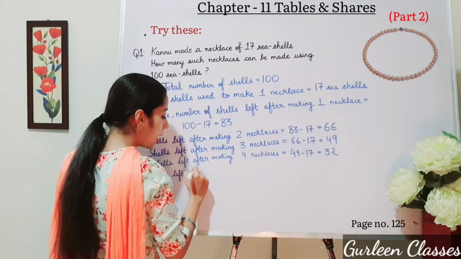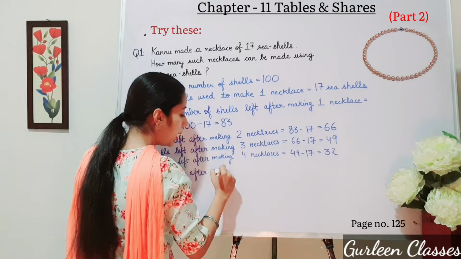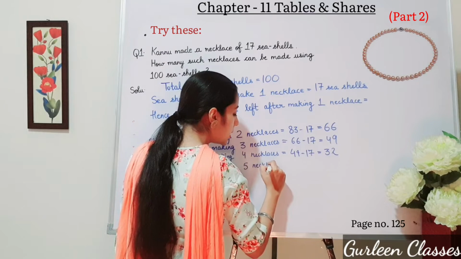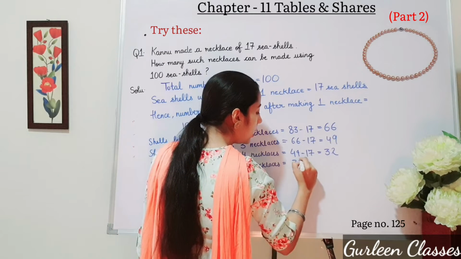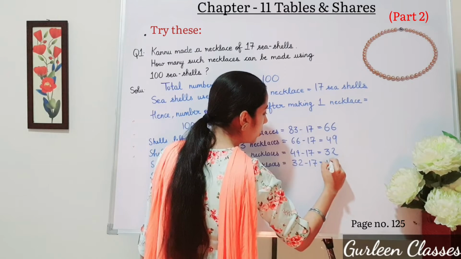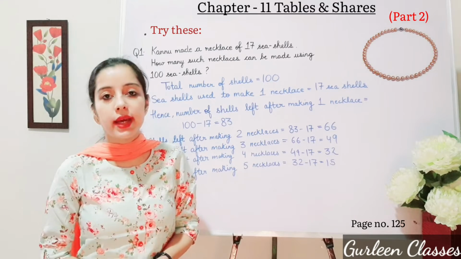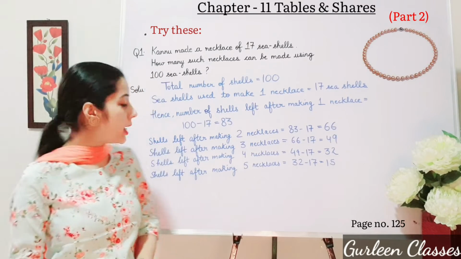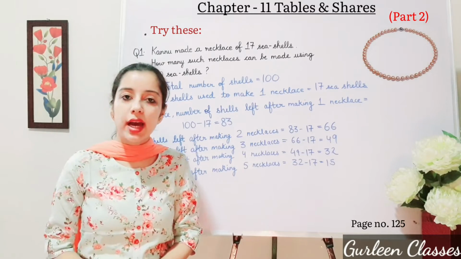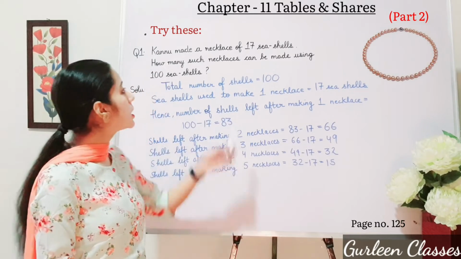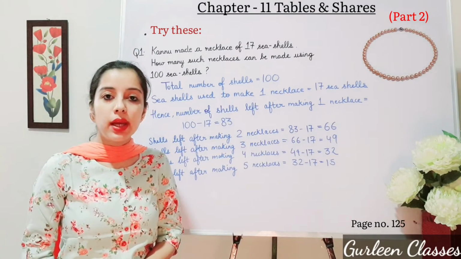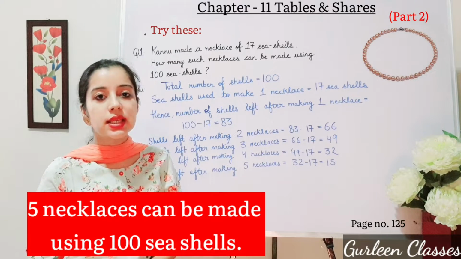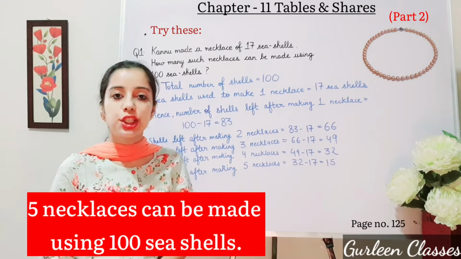Now shells left after making 5 necklaces is equal to 32 minus 17, that is equal to 15. So now we cannot subtract after 15. So we will write hence 15 shells are left after making 5 necklaces. So the question was, how many such necklaces can be made using 100 seashells? So answer is 5 such necklaces can be made using 100 seashells.